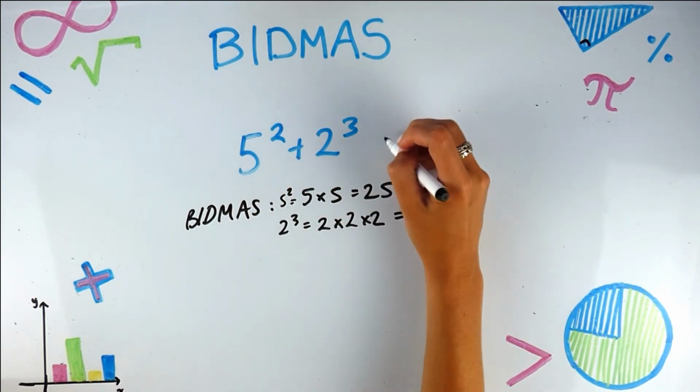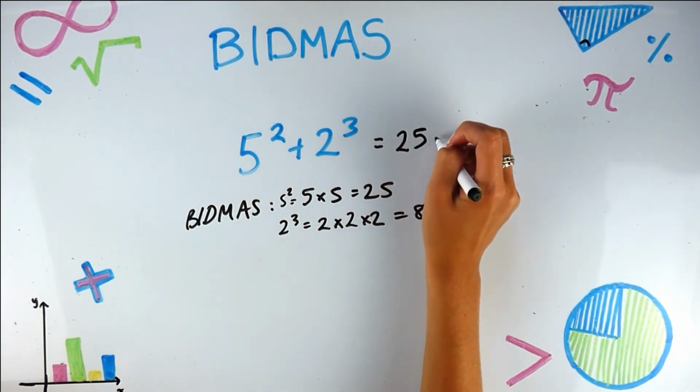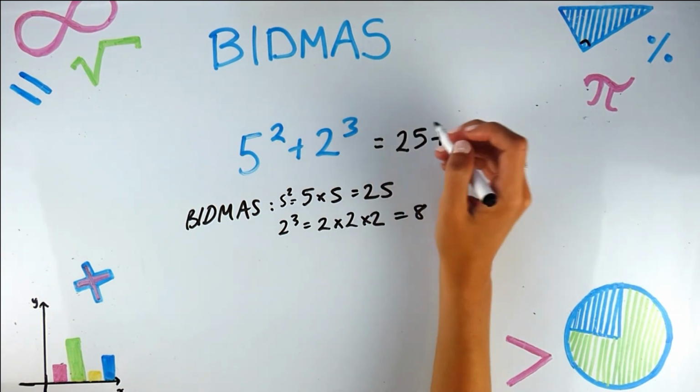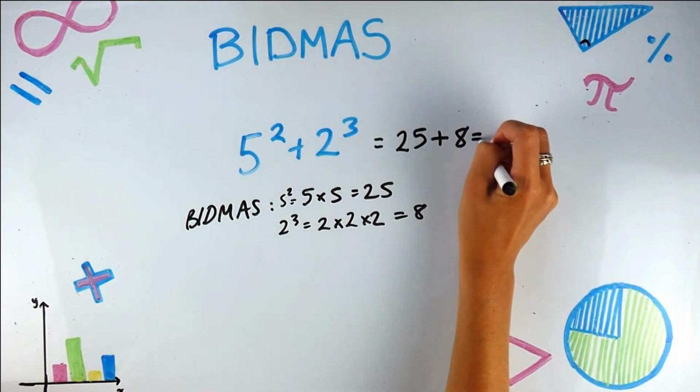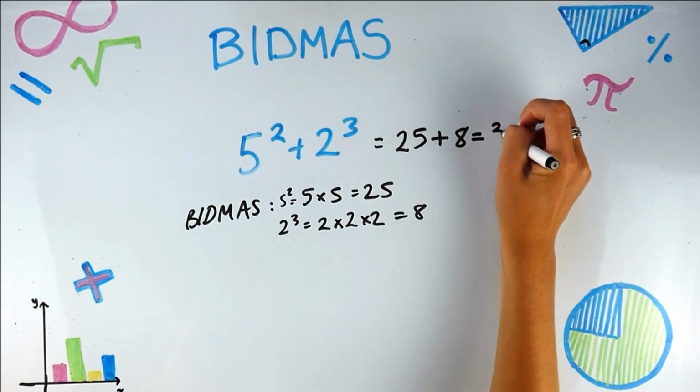So, let's put that in there. 5 squared is 25, plus 2 cubed, which is 8. Only one thing left to do, which is the addition. I'm going to end up with 30.